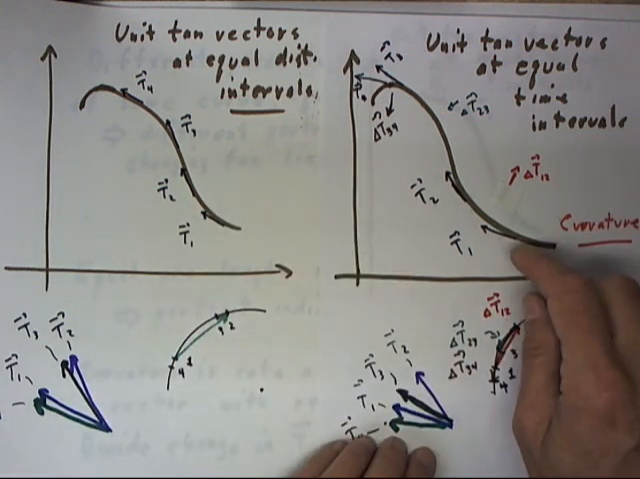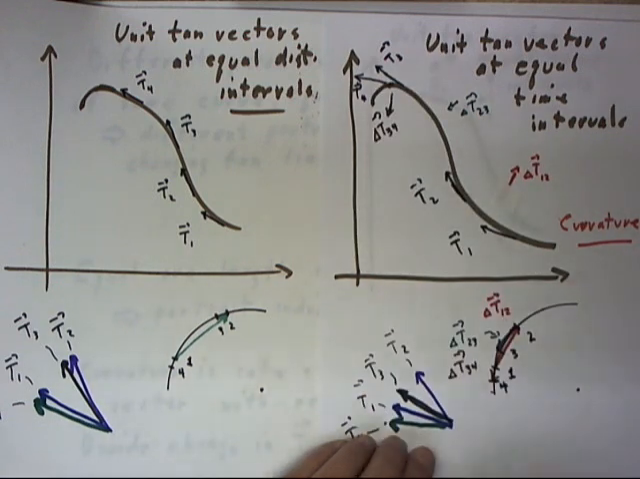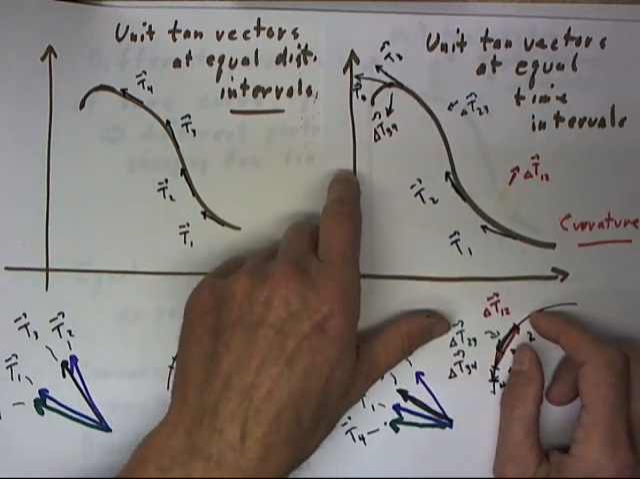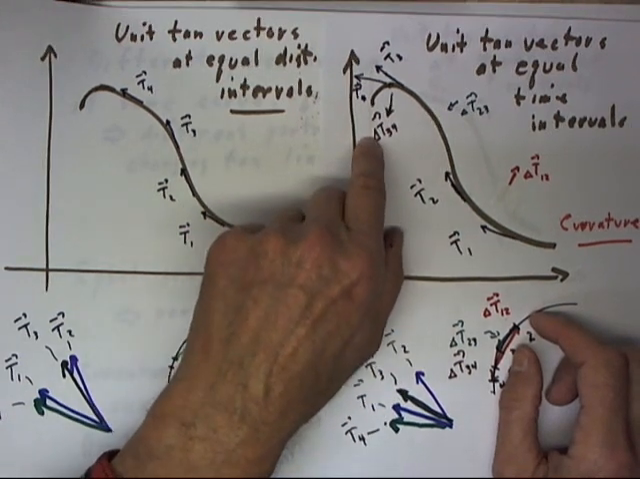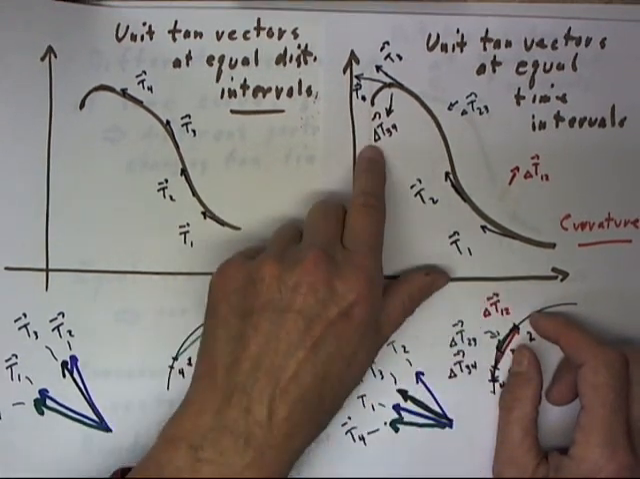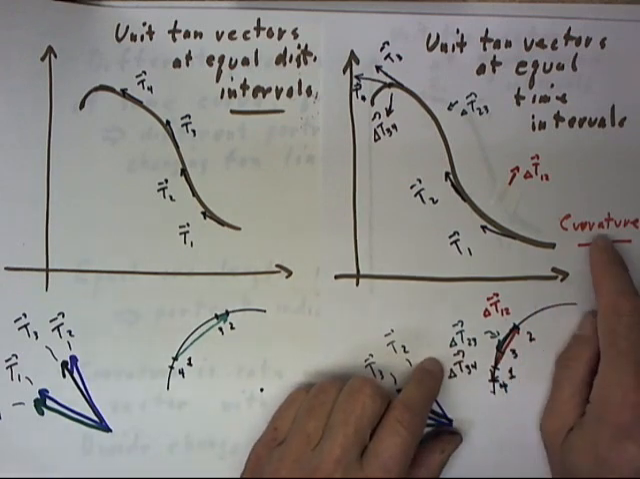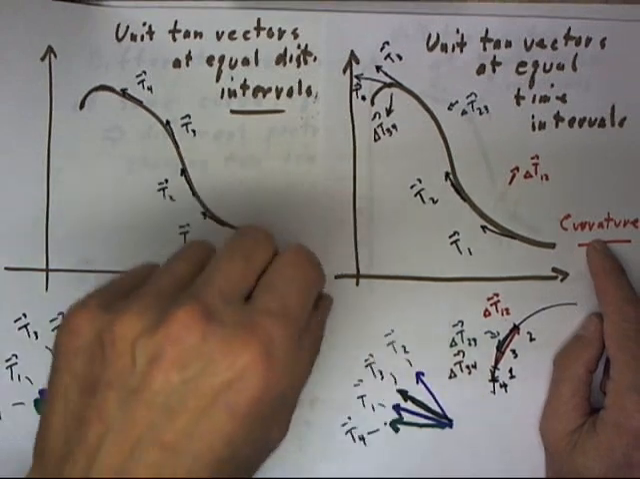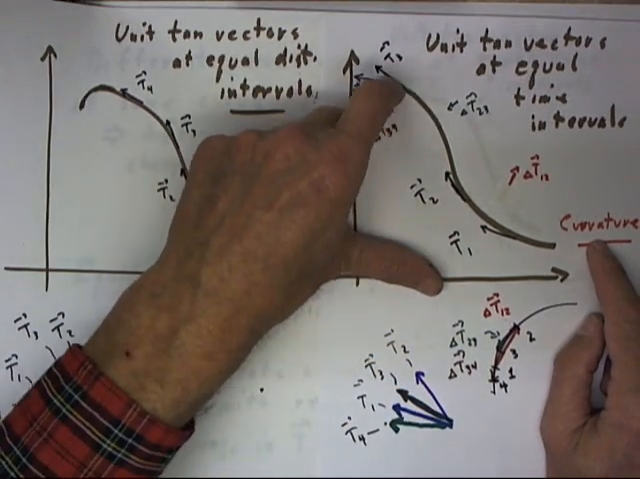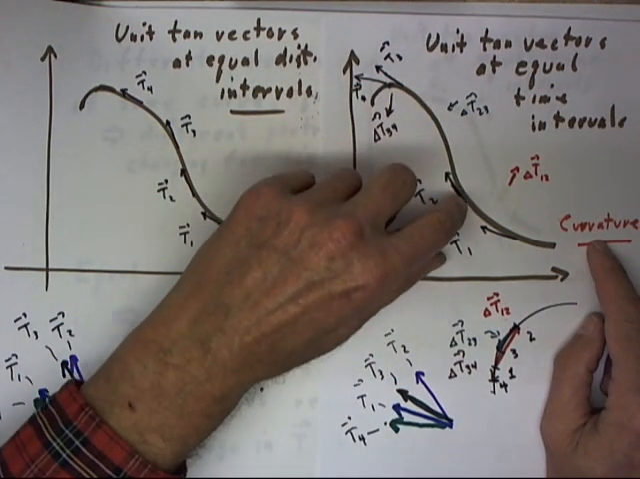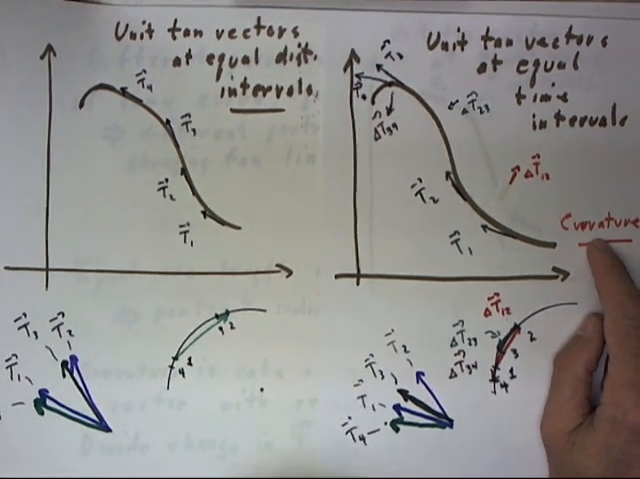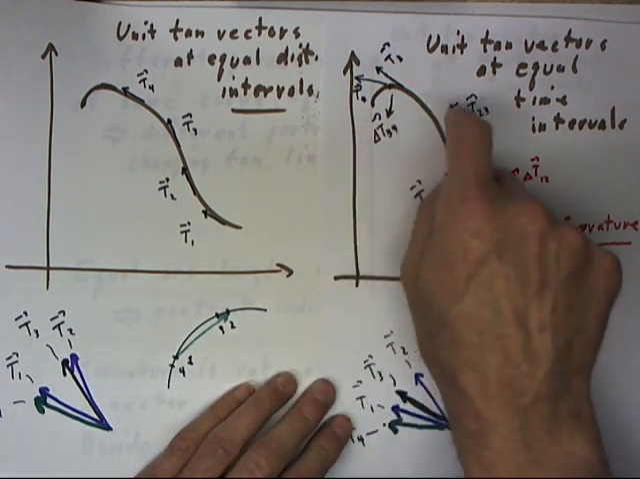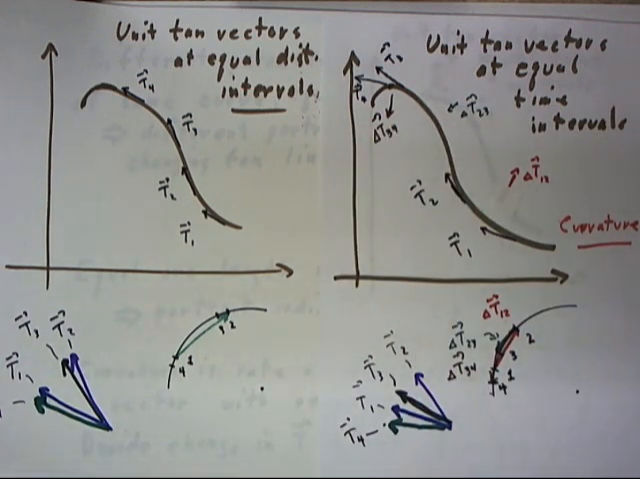Okay, we've seen that if we look at unit tangent vectors at equal time intervals, we can depict the changes in the unit tangent vector for each time interval, but that doesn't really indicate by itself how curvy the path is between 2 points. Clearly, we would say that this path is curvier here than it is between here and here, but that's not really indicated by the changes in the unit tangent vectors.